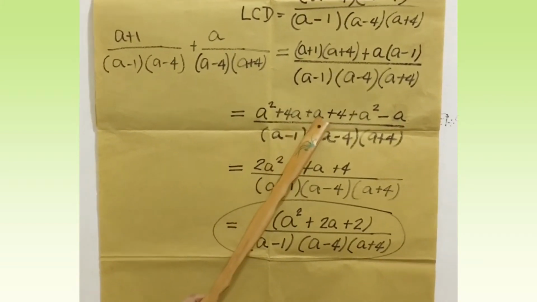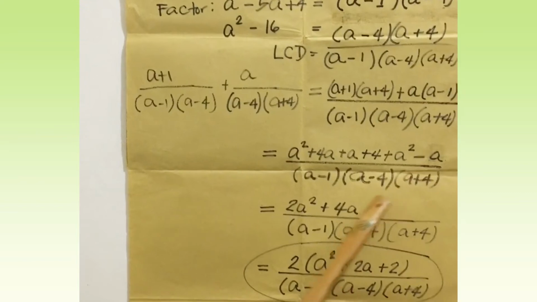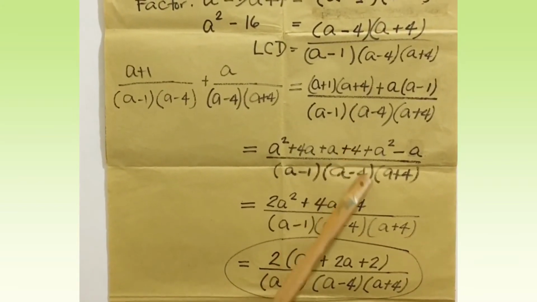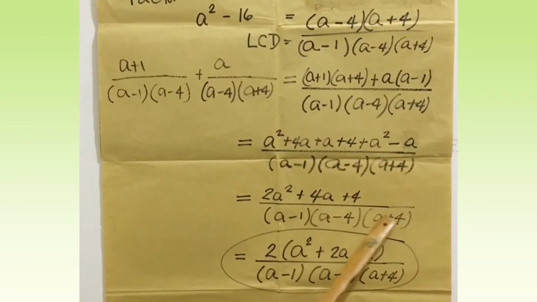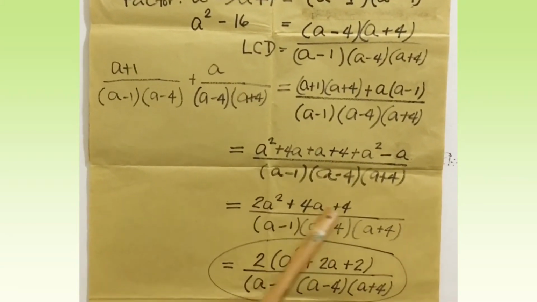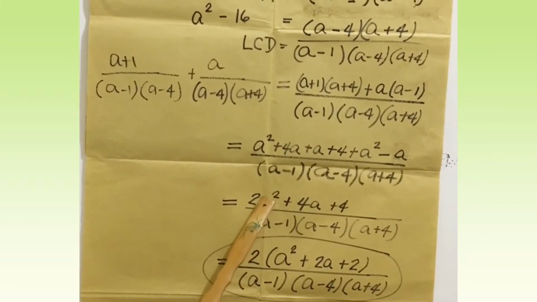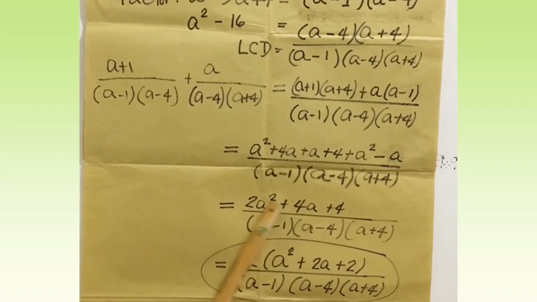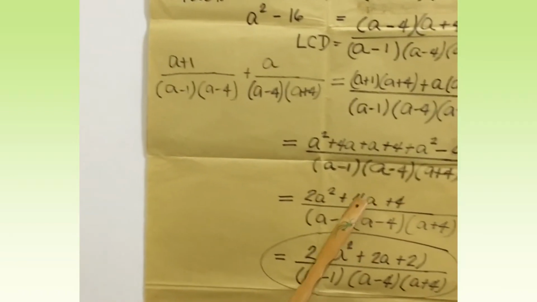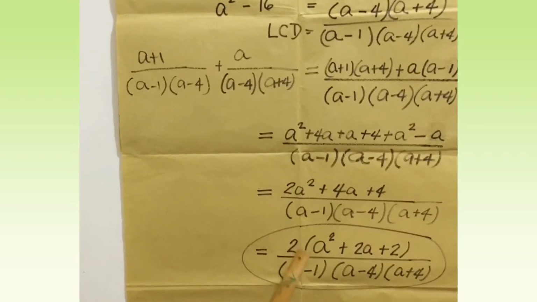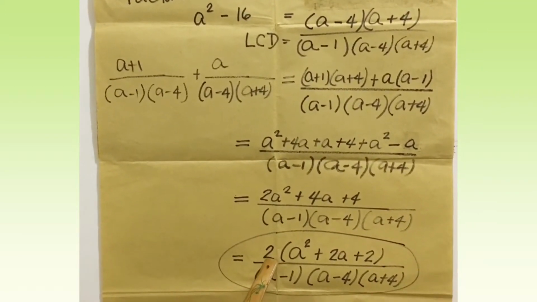Then 4a plus a is 5a, then minus a equals 4a. Then copy the positive 4 over the denominator, which is our LCD. Then this time, 2, 4, 4, we have a common factor of 2. After finding the common factor, we're going to divide.